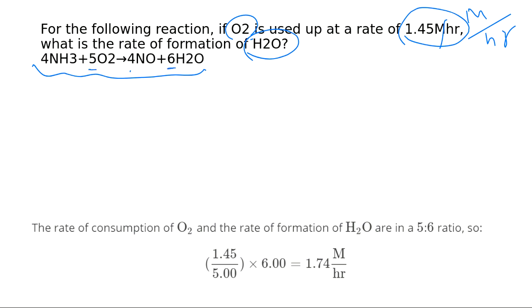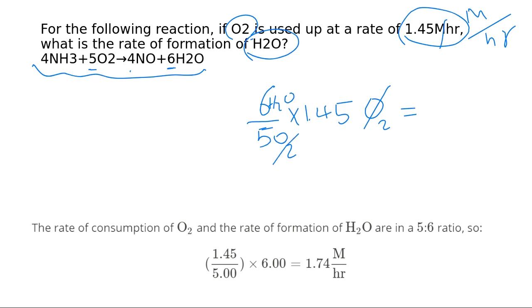What's the ratio of H2O to O2? The ratio for H2O to O2 is 6/5, and you basically multiply this by the 1.45. This is for the O2, and then this is going to be H2O over O2. O2 would cancel with O2, then whatever you find as the answer is going to be molarity per hour for H2O.